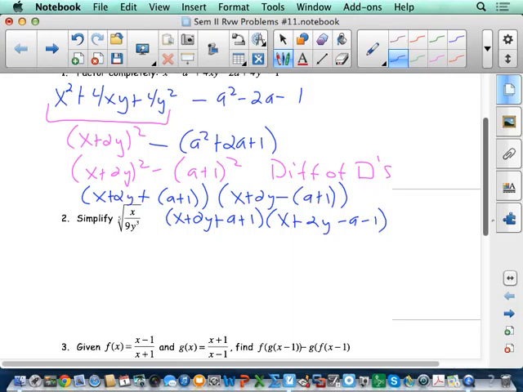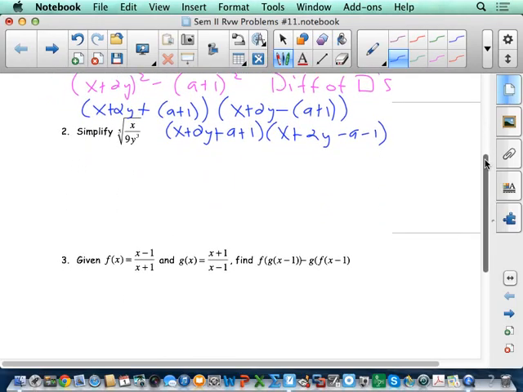Okay, next one. I want to simplify a 5th root. This problem is going to be a good review for us to remember how you rationalize denominators when it's not a square root. Okay, so first step, what do you suggest we do? I've got a 5th root of a quotient. Do the fifth root of the numerator and the denominator. Yes, so rewrite this as the 5th root of x over the 5th root of 9y cubed.